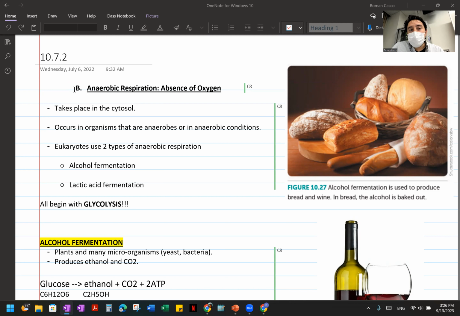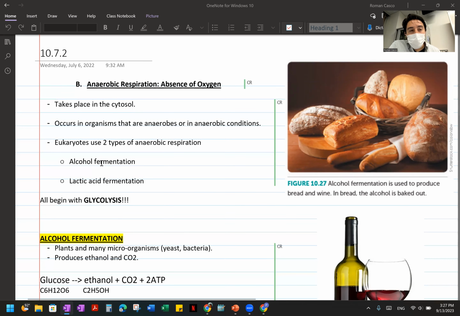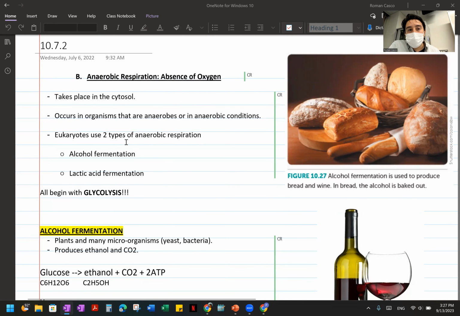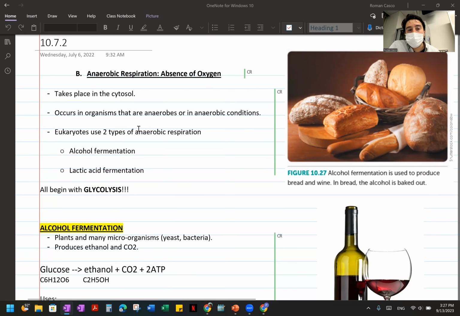In this short video, I'm going to talk about anaerobic respiration, which is a type of respiration that occurs in the absence of oxygen. So continuing on, this is section 10.7.2. I'll go over the two types of anaerobic respiration. Again, anaerobic meaning the absence of oxygen. Generally, the organisms that do this include plants, humans, bacteria, and so forth. And generally this occurs in the cytosol.